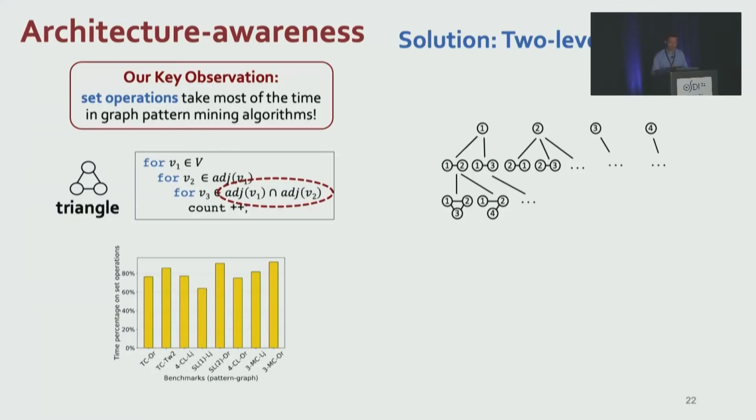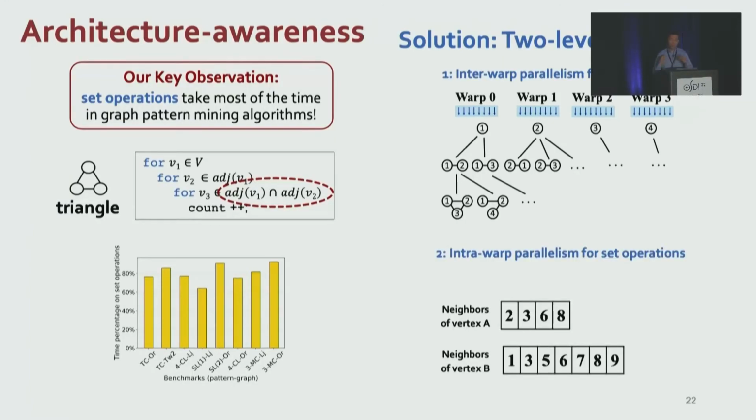So based on this observation, we propose a two-level parallelism strategy for the GPU. First, we use inter-warp parallelism for the subtree traversal, where each subtree is assigned to a warp instead of a single thread. In this way, all the threads in the warp will perform the same subtree traversal, which avoids the divergence issue. And then we use intra-warp parallelism for the set operations.